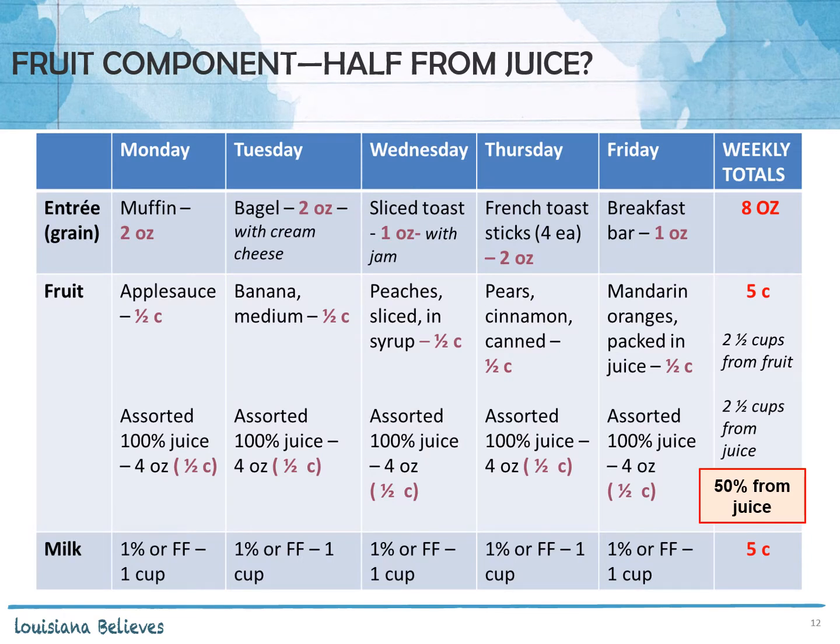What does it look like for half of the fruit component to be met by juice over the course of a week? In this instance, each day the SFA offers a half a cup of fruit in the form of applesauce and other whole and canned fruit items, as well as half a cup of fruit juice. This is equal to 2.5 cups of whole fruit over the course of a week and 2.5 cups of juice over the course of a week. In this scenario, the SFA is offering 50% of the fruit component as juice over the week. The juice limit requirement applies to both breakfast and lunch.